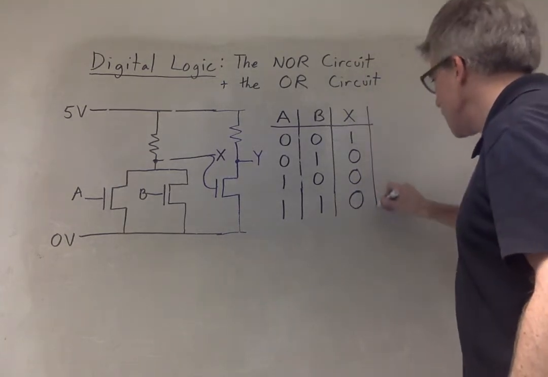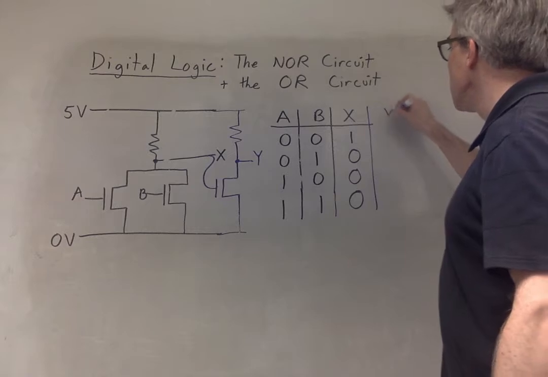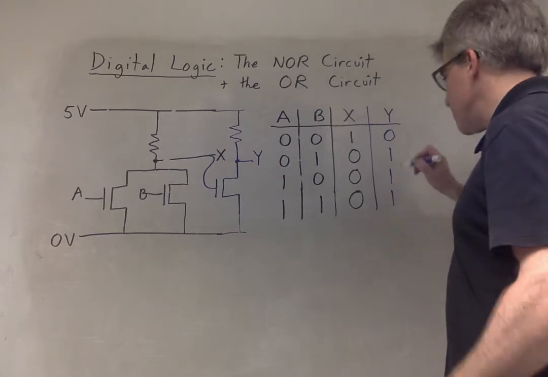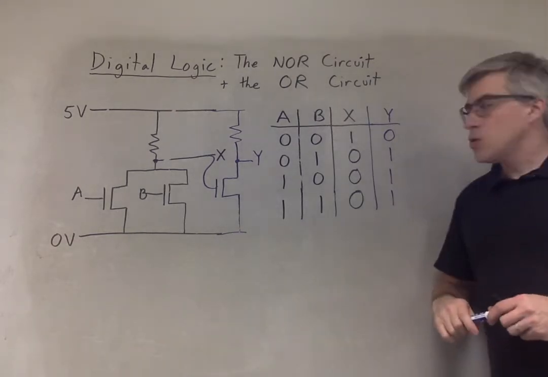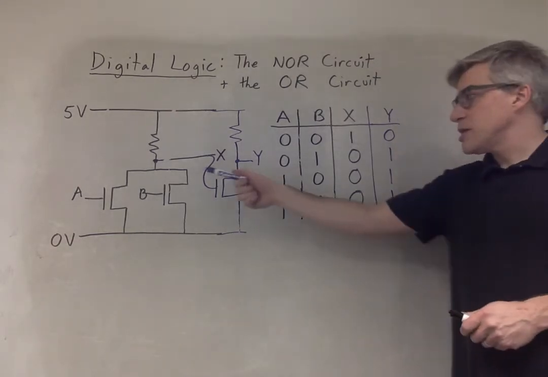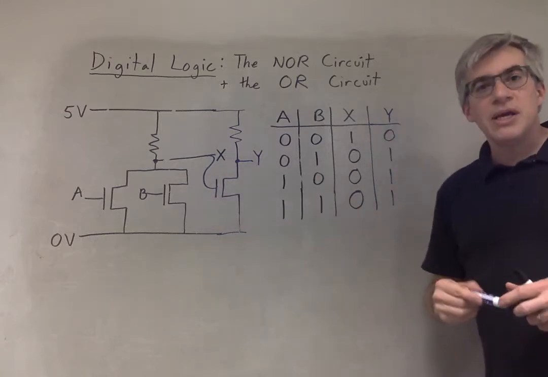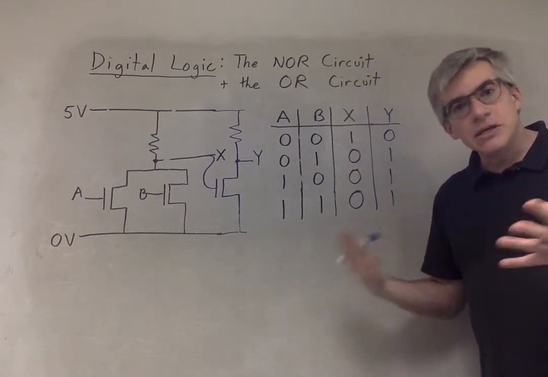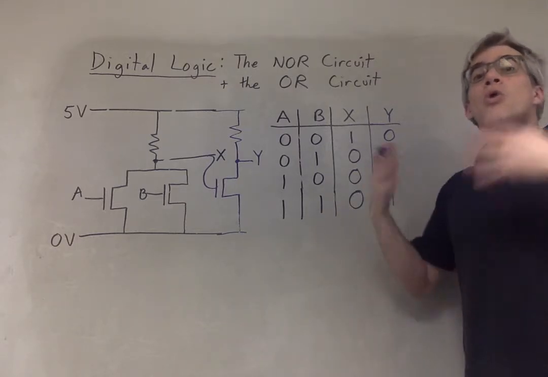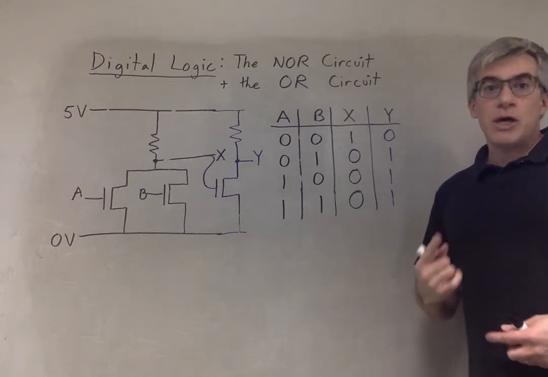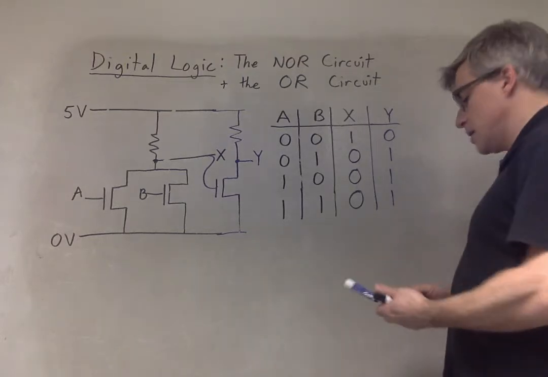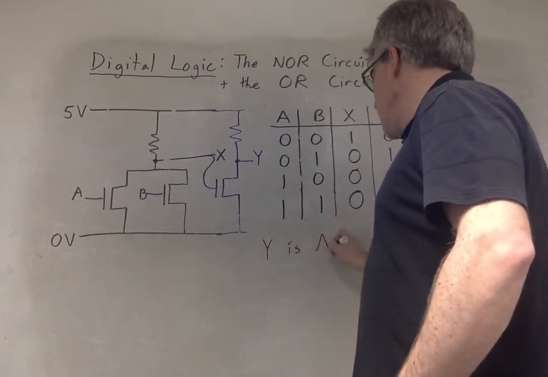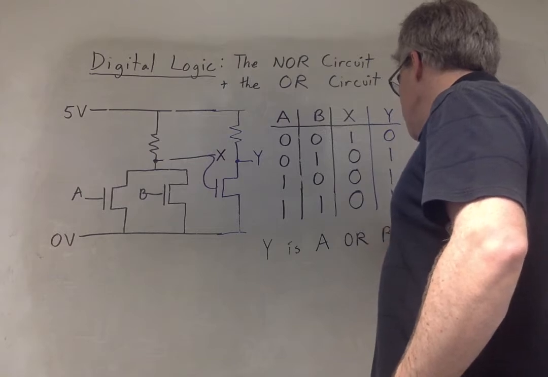So just like with the NAND becoming AND, the opposite of X is 0, 1, 1, 1. And so this full circuit with A and B as input and Y as output is an OR circuit. And to be specific, it's what we call an inclusive OR. If A or B or both are a 1, then Y will be a 1. So we say that Y is A or B.